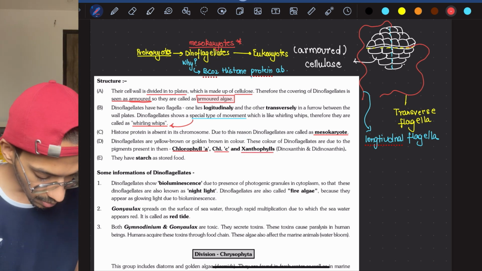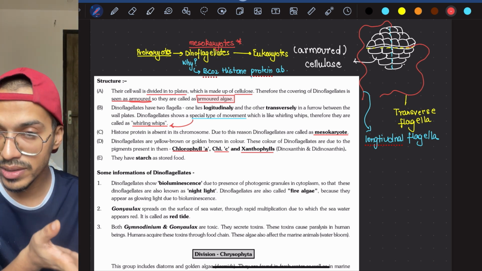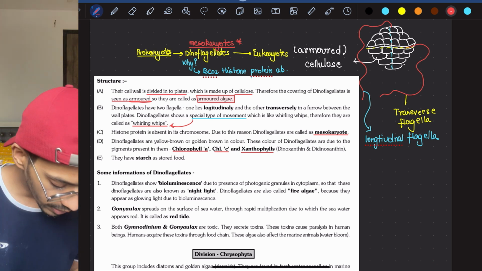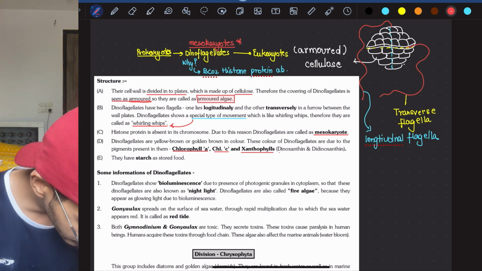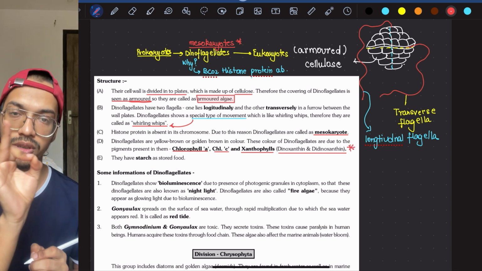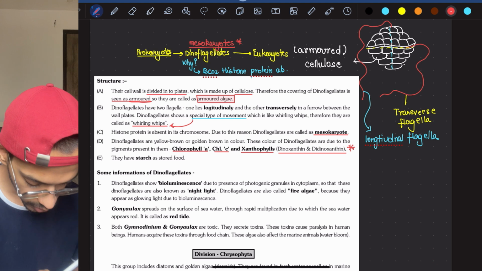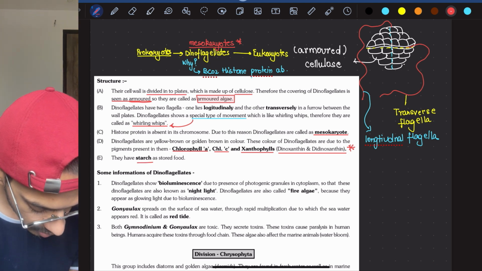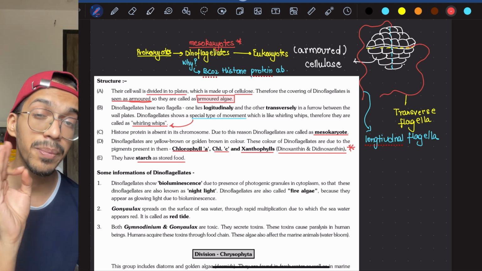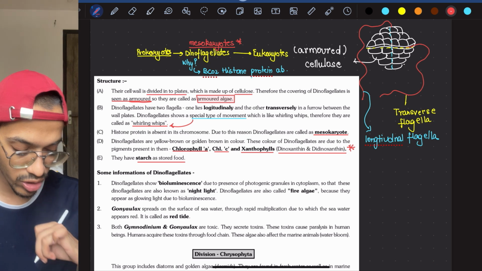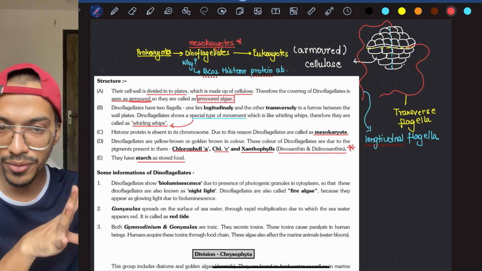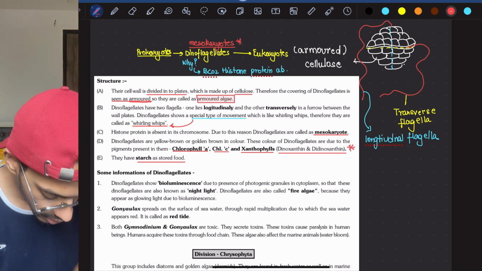Okay, moving on now. And what are the xanthophylls? Dinoxanthin or didinoxanthin. This can be an important thing for you. These xanthophylls are what give this characteristic color. Okay, their stored food is starch, the same as in plants. So certain features are going towards a plant kind of thing. Okay, moving on, some information which you have to remember.